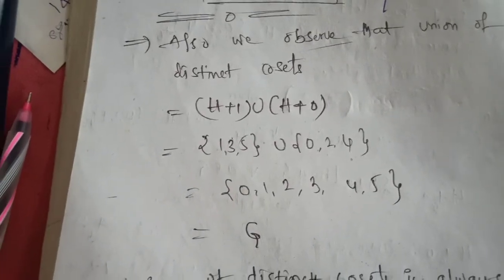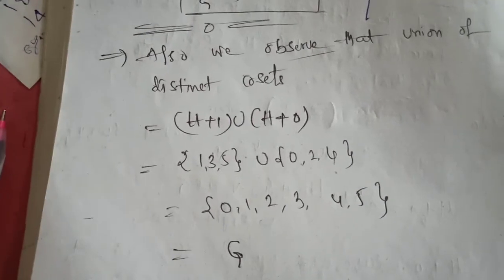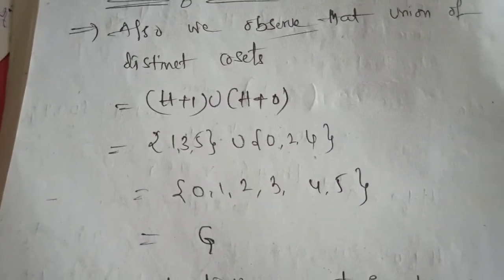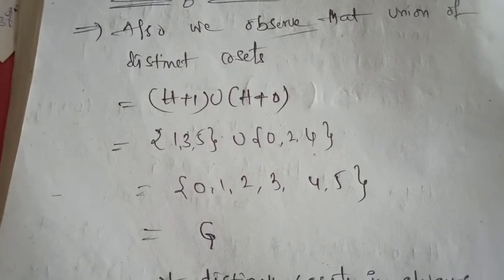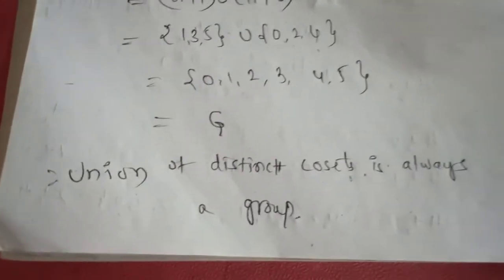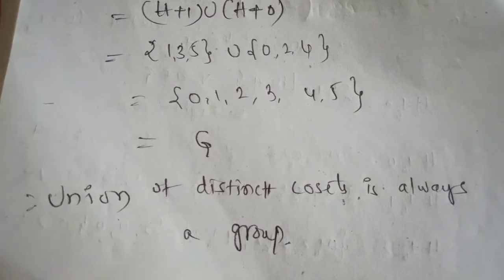for any group G, where H is a subgroup of G, the union of the distinct left cosets or right cosets always represents G. Therefore, the union of distinct cosets is always the group G.